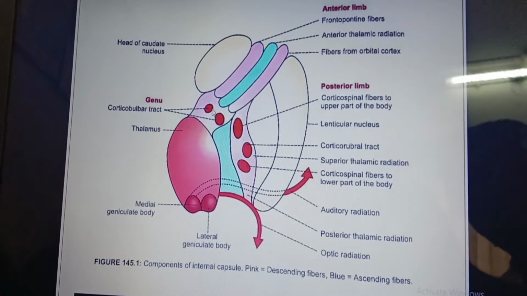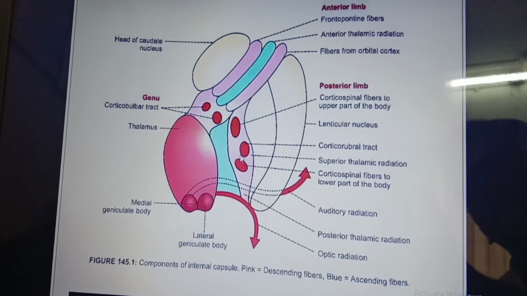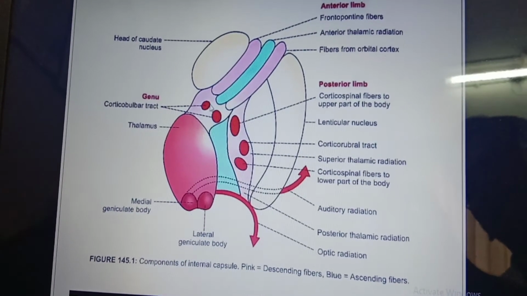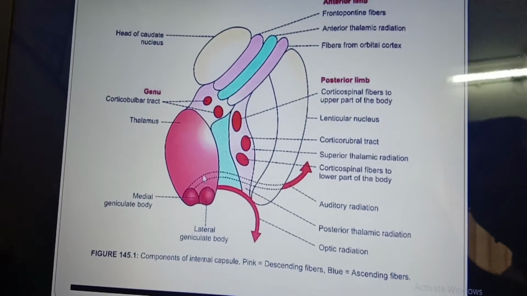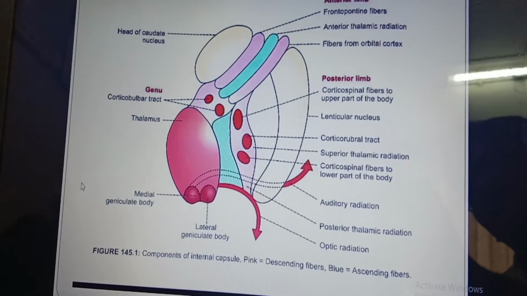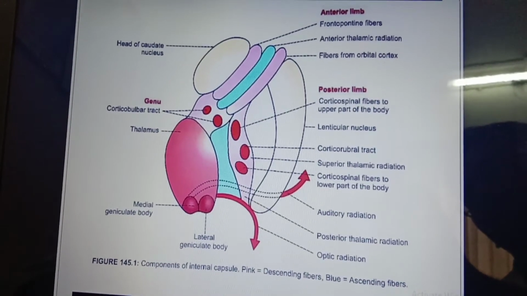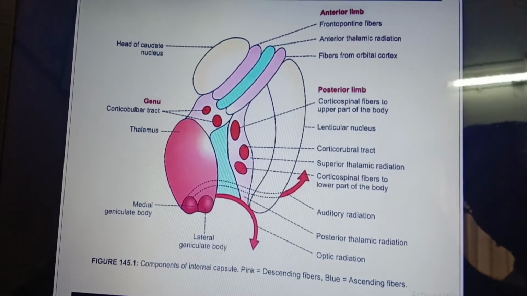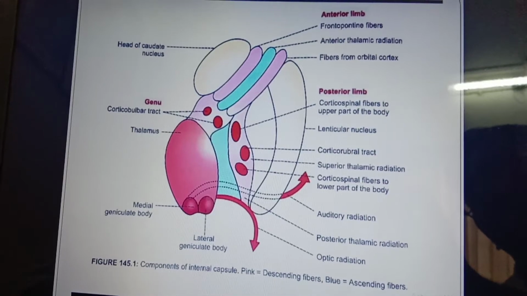Okay, so this genu is present in between the anterior limb of the internal capsule and the posterior limb, that is the genu part, and the caudal portion, cauda meaning tail, is present at the lower part of the internal capsule. So why study this internal capsule in detail? What is the significance? The internal capsule consists of important sensory and motor tracts.